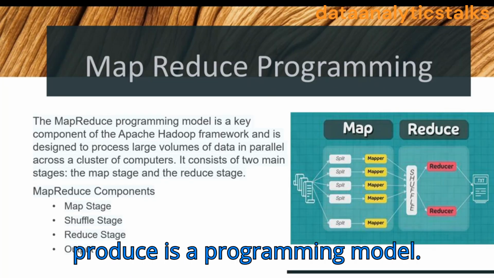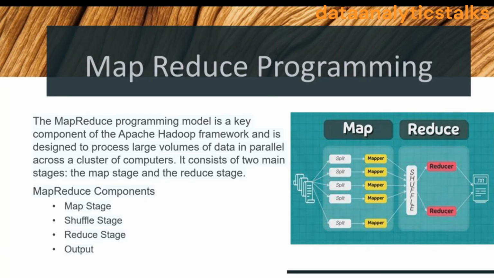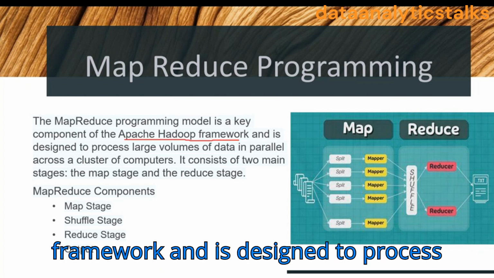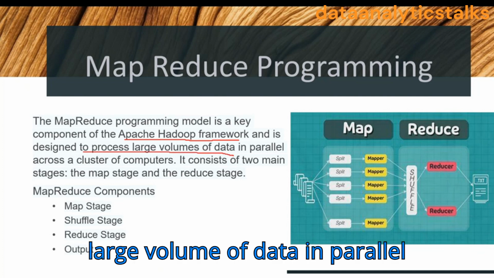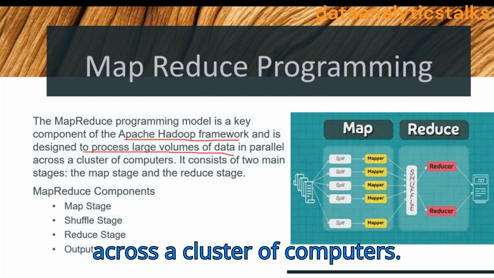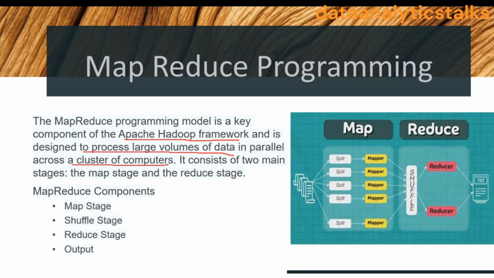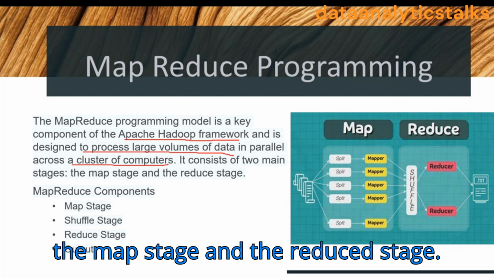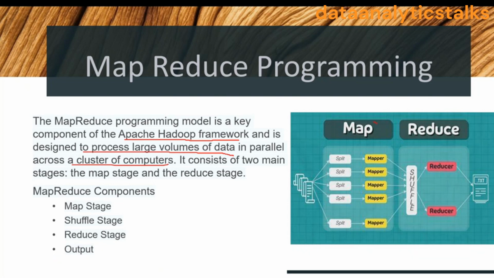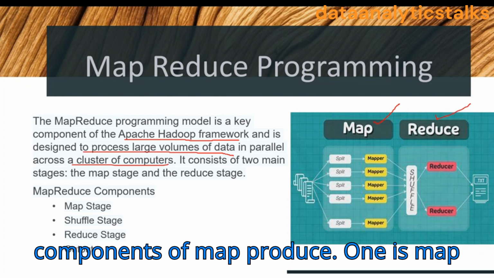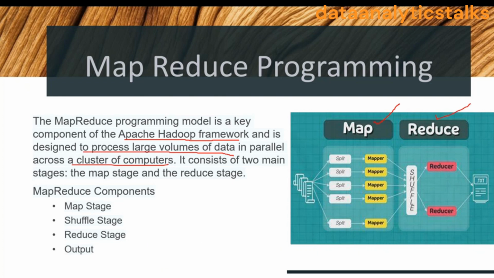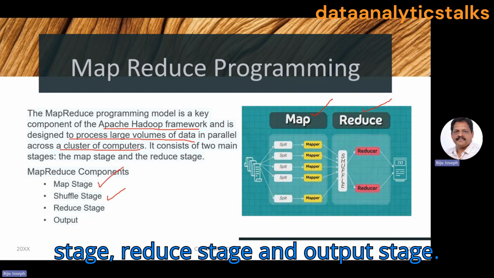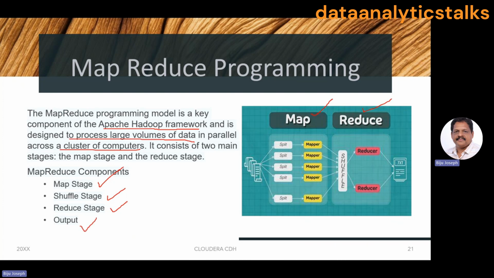As you know, MapReduce is a programming model and a key component of the Apache Hadoop framework, designed to process large volumes of data in parallel across a cluster of computers. It consists of two main stages, the map stage and the reduce stage. So remember that there are two major components of MapReduce: one is map and the other one is reduce. So you can say map stage, shuffle stage, reduce stage, and output stage.